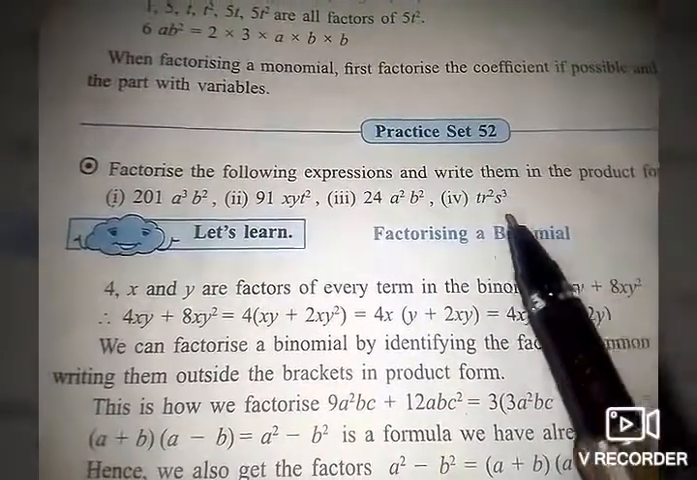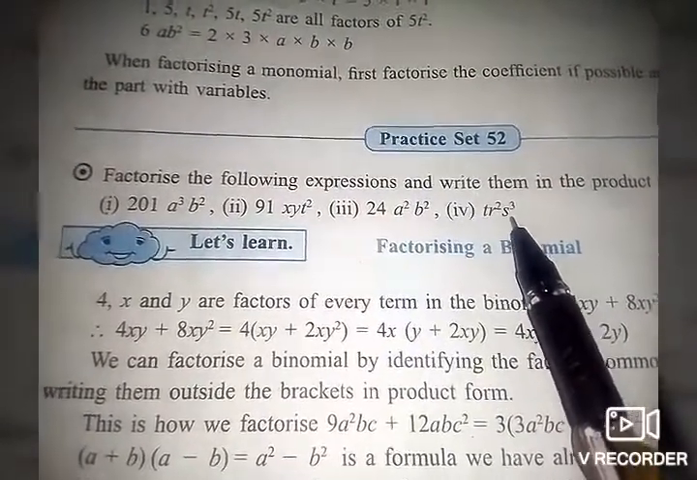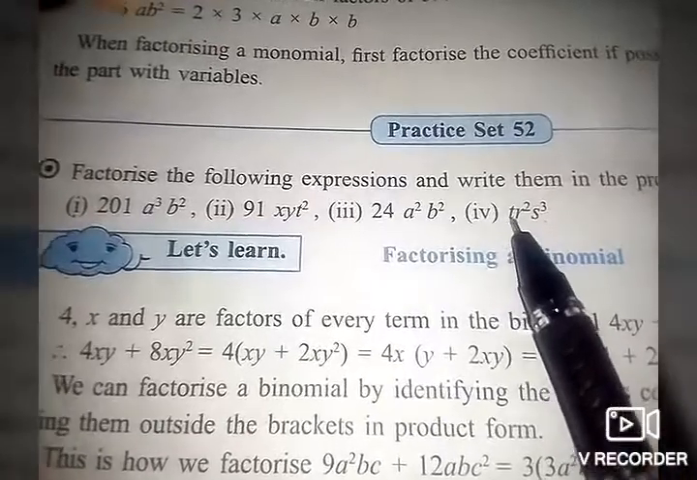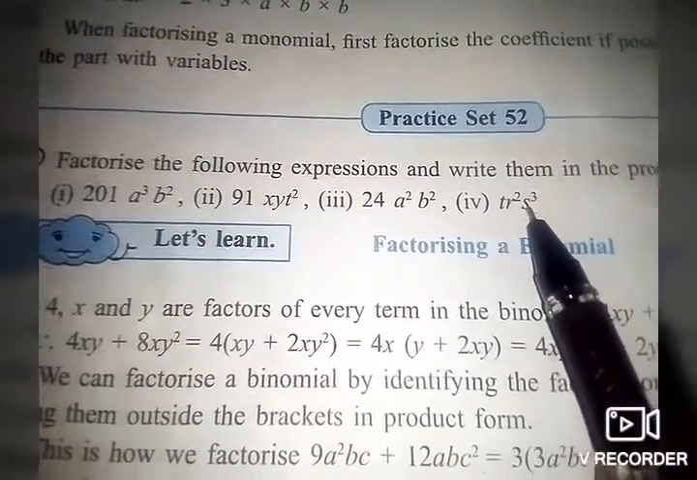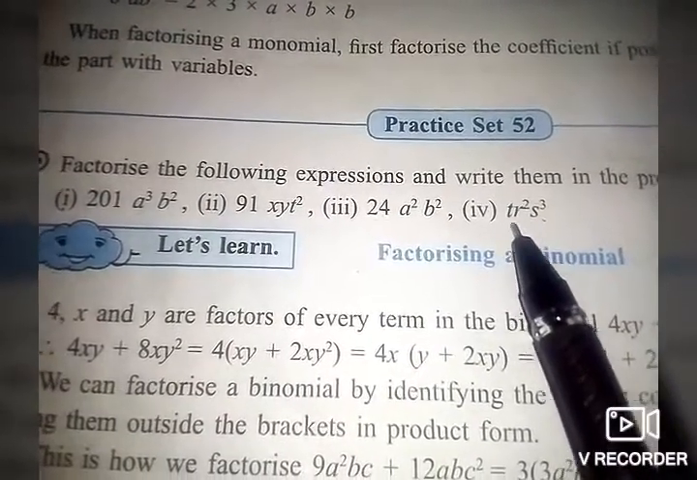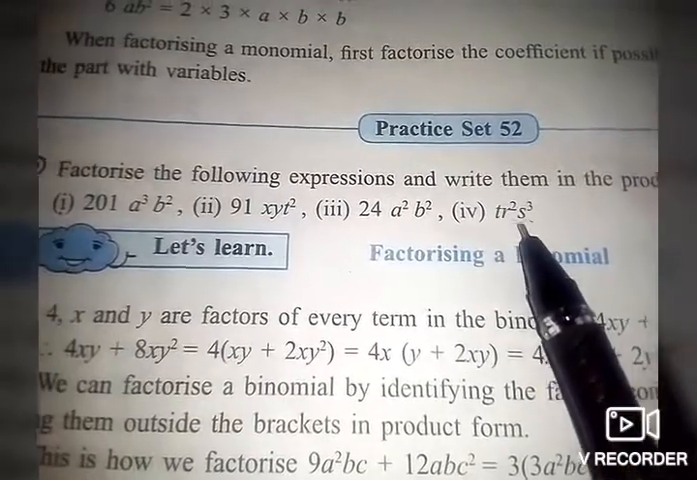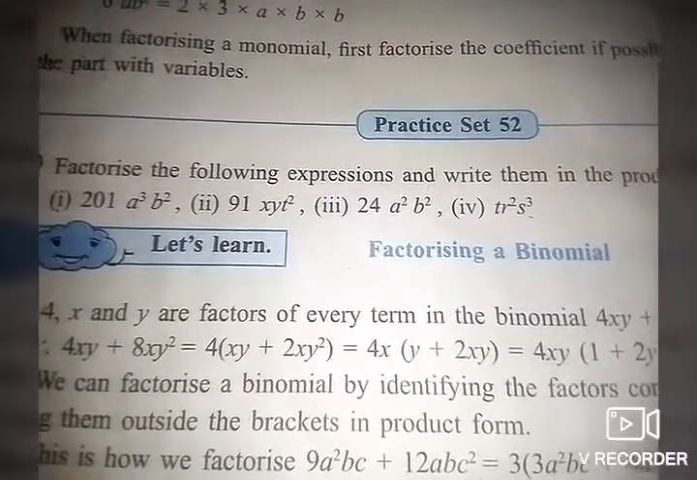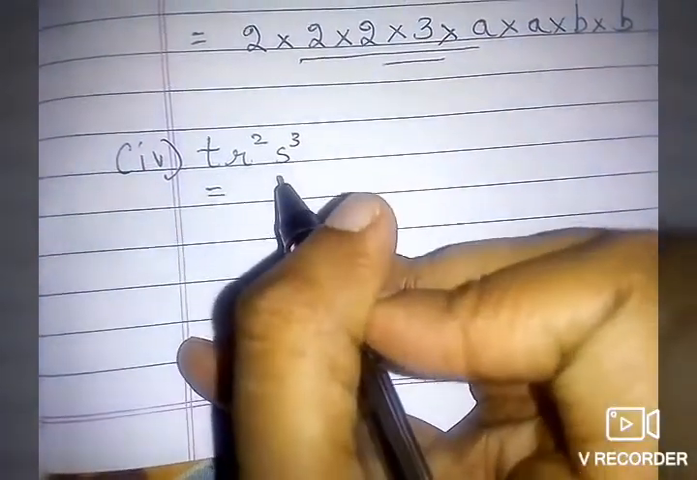Now we will do the last sum. Sorry, the last one given is t r square s cube. Okay. Here it is not given any number. You have to write only the variables in multiplication form. This is very simple. t r square s cube.